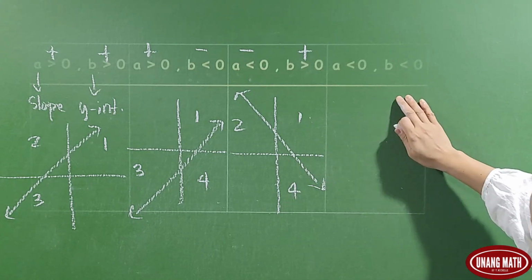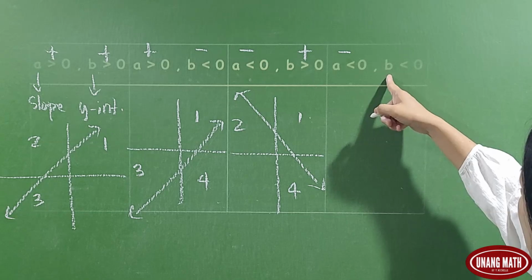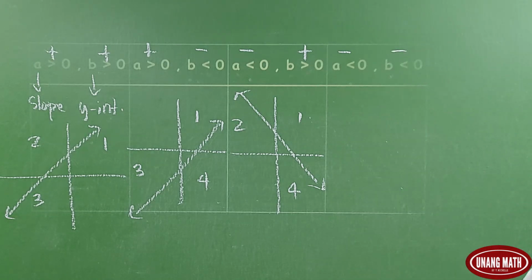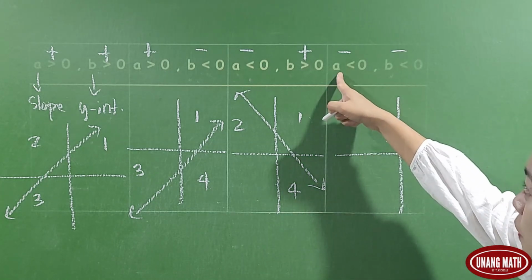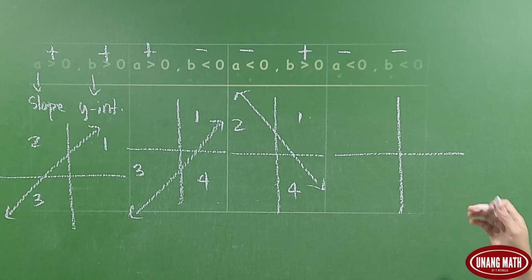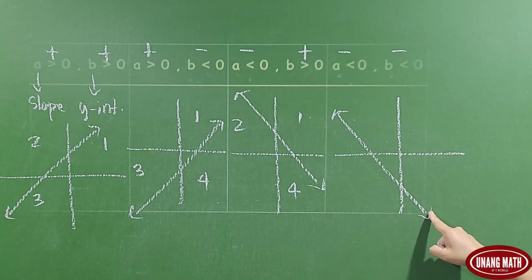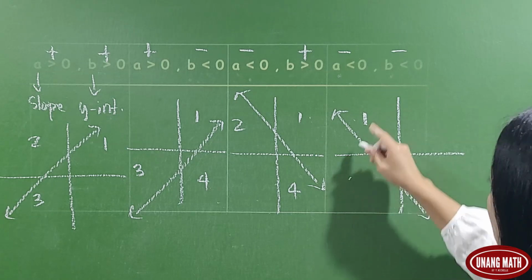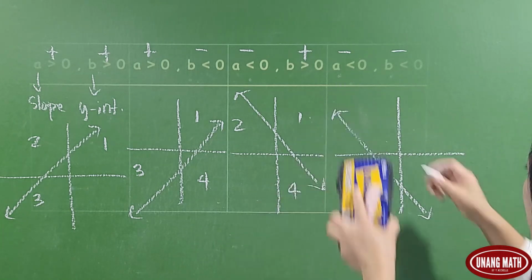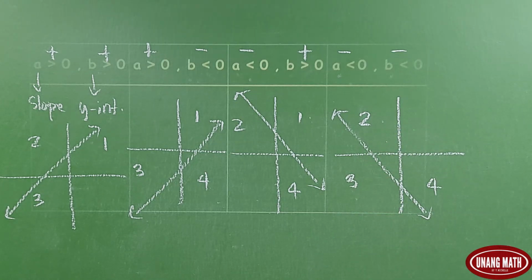And for the last combination, we have here, if A is less than 0, which means the slope is negative, and B is less than 0, the y-intercept is also negative. So if we are going to graph this function, since the slope is negative, then the graph slopes downward. The y-intercept is also negative, then it touches the negative y-axis. So the graph looks like this. So this graph passes through the second, the third, so this is the second quadrant, third, and fourth quadrants.